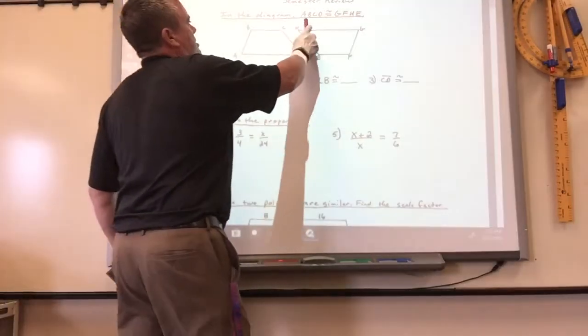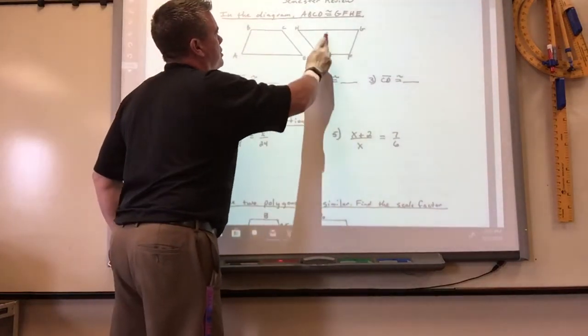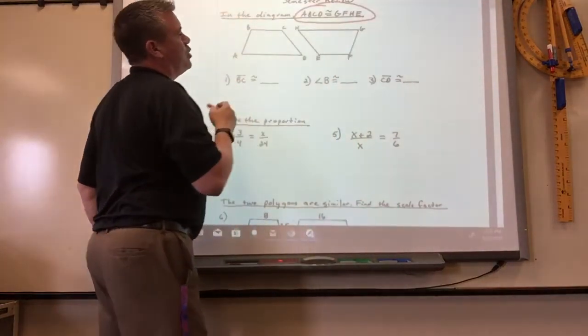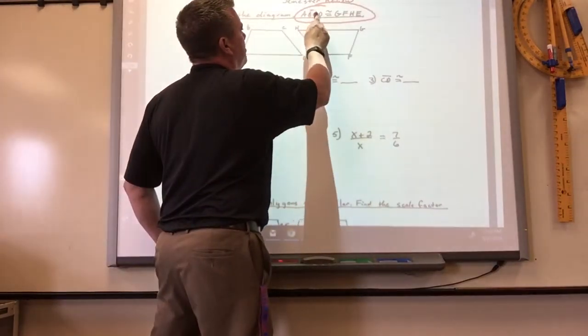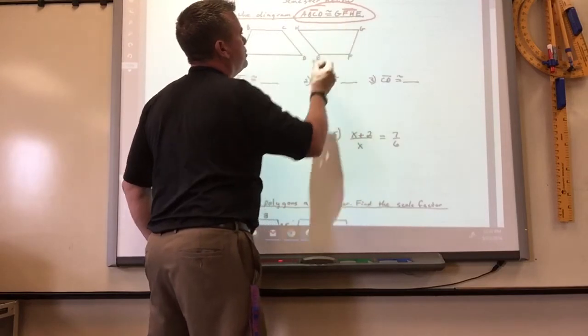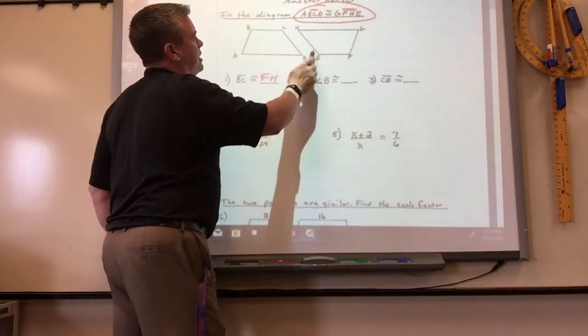So this says ABCD is congruent to GFHE. You don't even need the pictures. You can just look at the congruent statement. BC is congruent to what? If you look here, BC is the middle two, so it's congruent to the middle two, FH. Or you can look and see, it'd be there.